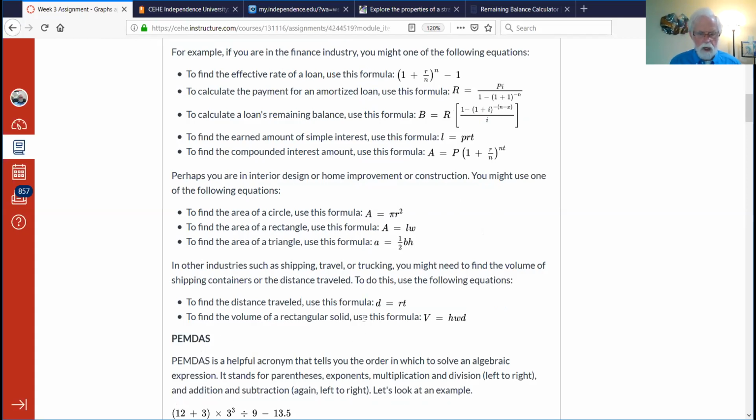So we've already seen volume, height times width times depth. If we are trying to figure out how far we've driven without using an odometer, we know the distance if we know our average speed, which is going to be miles per hour, times time, the number of hours. Then we can figure out the distance. And we can rearrange these formulas if you remember.